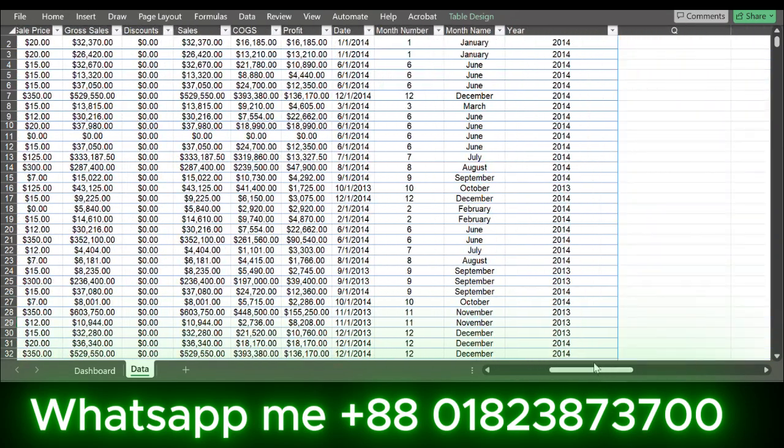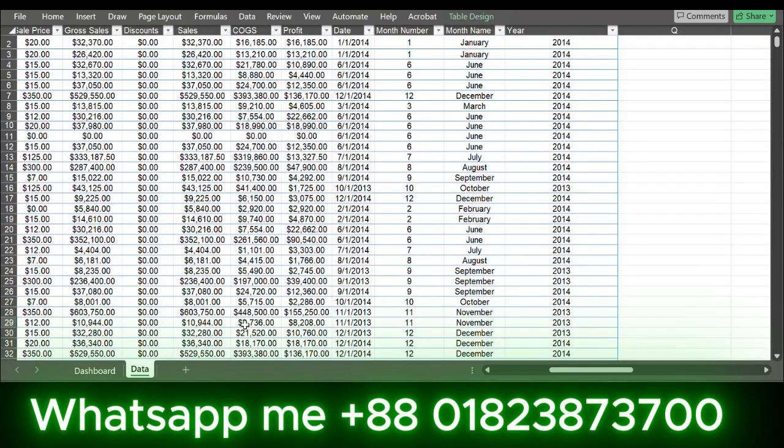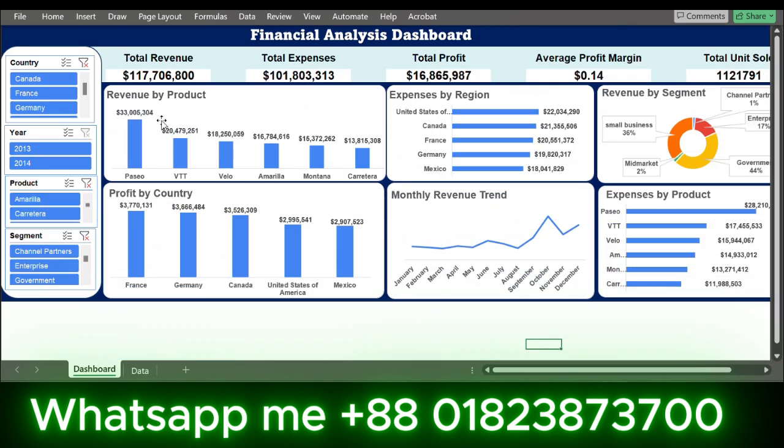And here is the month number, the month name, and year. This field was created to make it easy to build the pivot table, as you can see. So let's get started here.